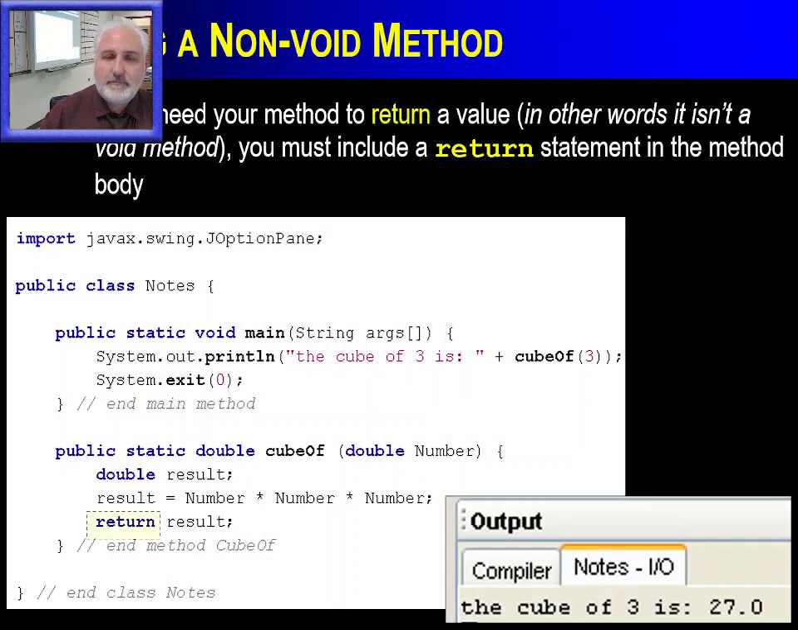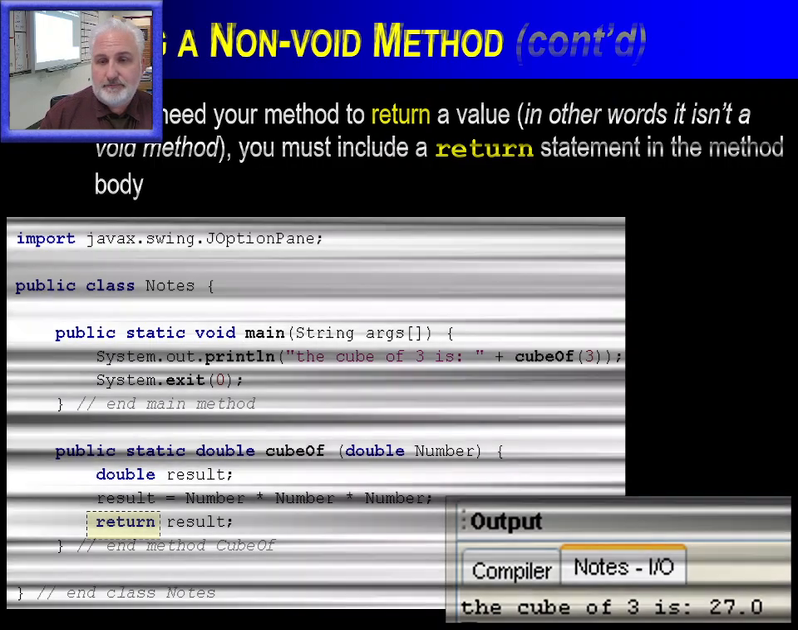Here you can see a simple example of a method called cubeof, which returns type double. You can see in the main method where cubeof is used as part of a print line statement, and therefore the value that's returned will be concatenated onto the print line string literal that's outputted by the print line method when it's called.